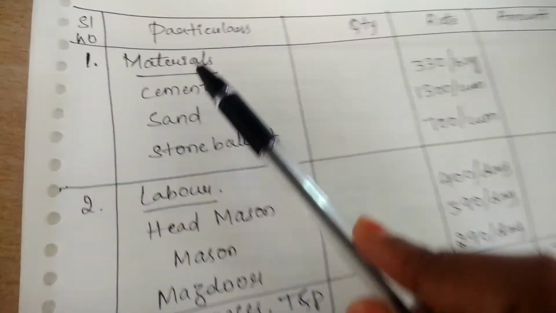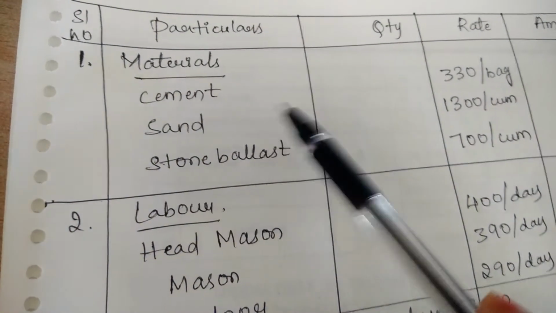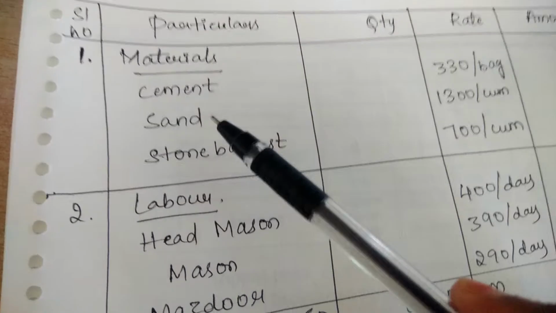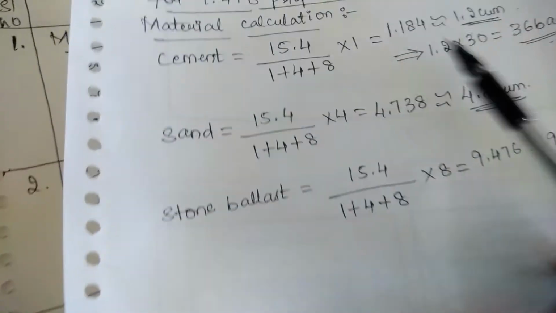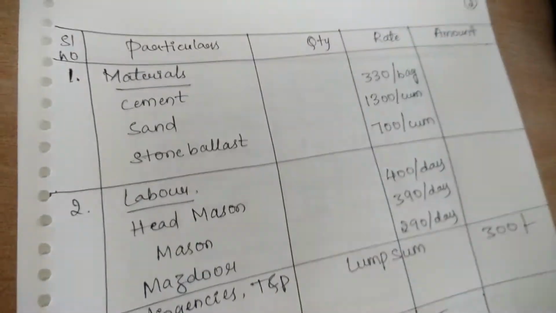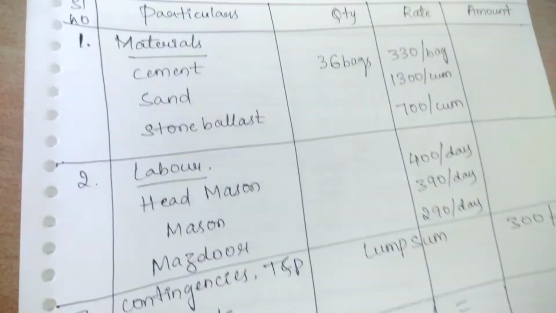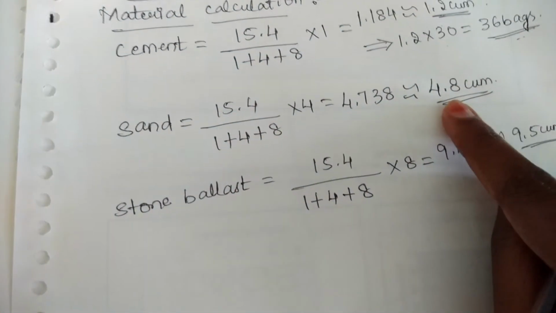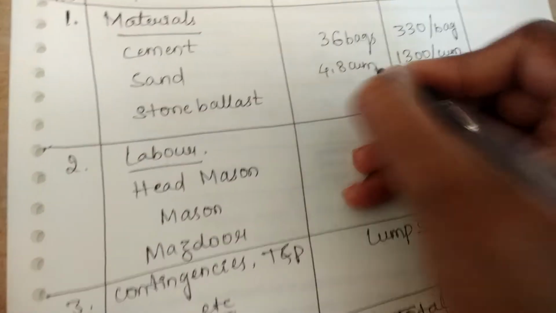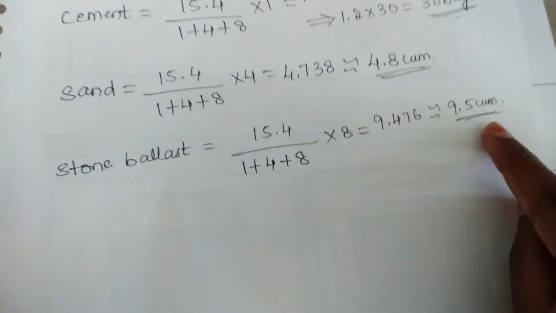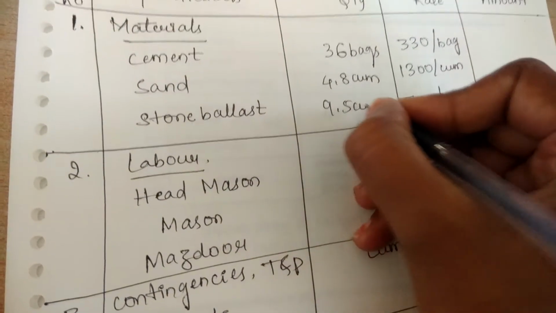So let us start with the material calculation. The materials used are cement, sand as well as stone ballast. Whatever quantity of material you got in the earlier step, the same quantity you need to write here. I got a cement quantity of 36 bags, so I write the quantity here as 36 in front of cement, in terms of bags. Similarly, I got the sand quantity as 4.8 meter cube, so let us write 4.8 cubic. Similarly, the stone ballast quantity is 9.5 meter cube, so let us write 9.5 cubic.